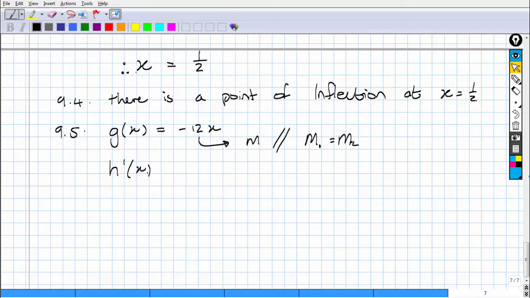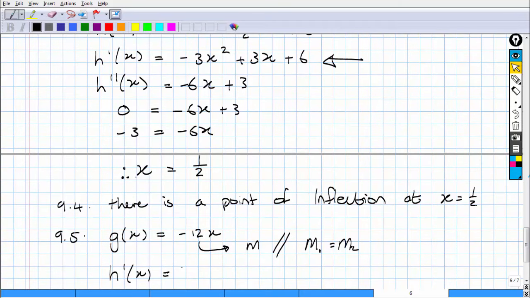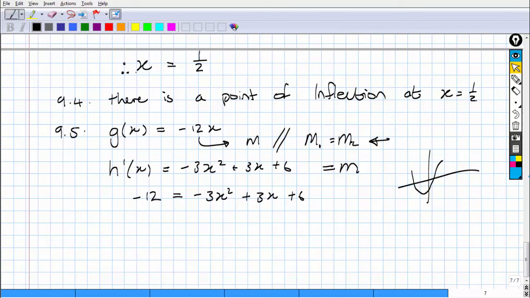And how do we determine the gradient of a line or a graph? We take the first derivative. The first derivative is the gradient. If you don't understand that, go see my video on calculus first principles. It explains that. So the gradient of the graph of h is equal to the first derivative. Now we don't even have to do it again. It's right over here, because we did it in the previous question: negative 3x squared plus 3x plus 6. So we've taken the derivative, and we say, when they're parallel, the gradients must be the same. So negative 12 must equal negative 3x squared plus 3x plus 6. Remember, this is equal to their gradient. When the gradient is 0, we have turning points, but the gradient isn't always 0. The gradient could be any number, depending on what the graph is.